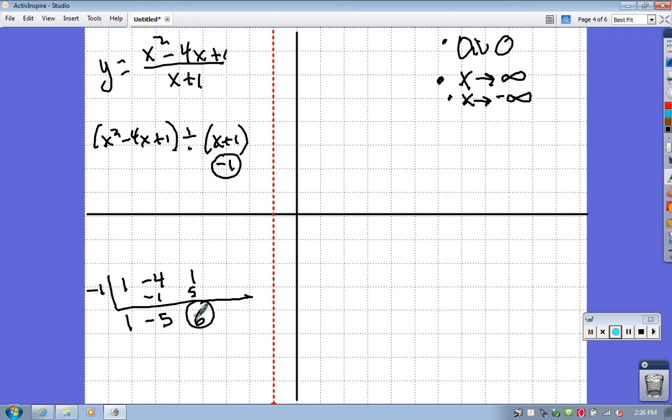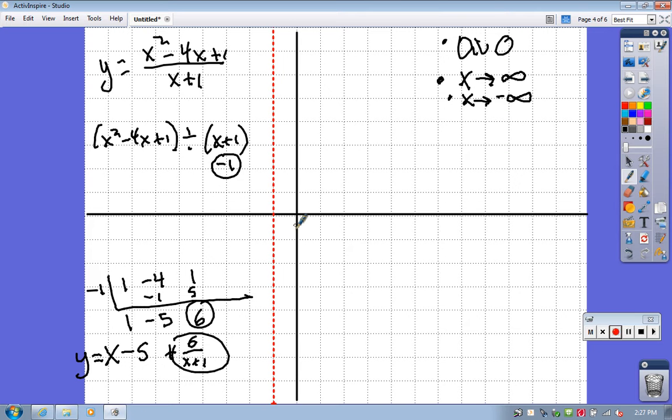So I have this remainder of 6. So basically I'm left with 1x minus 5 and then some remainder plus 6 over, still being divided by the x plus 1. As x gets big, this tends to 0, so that part doesn't matter as x gets really big. So basically, the slant asymptote is the line y equals x minus 5.